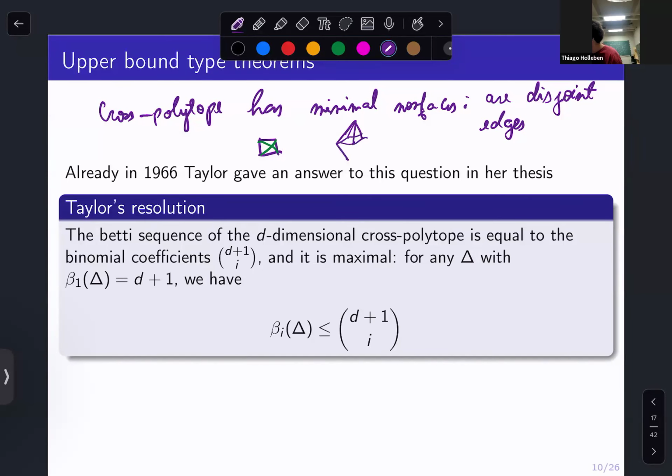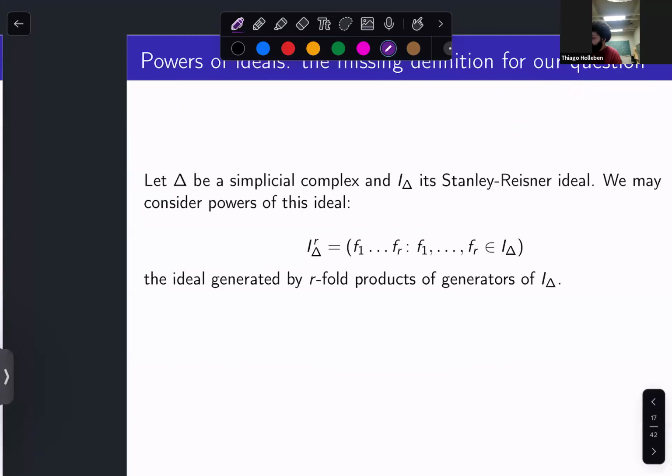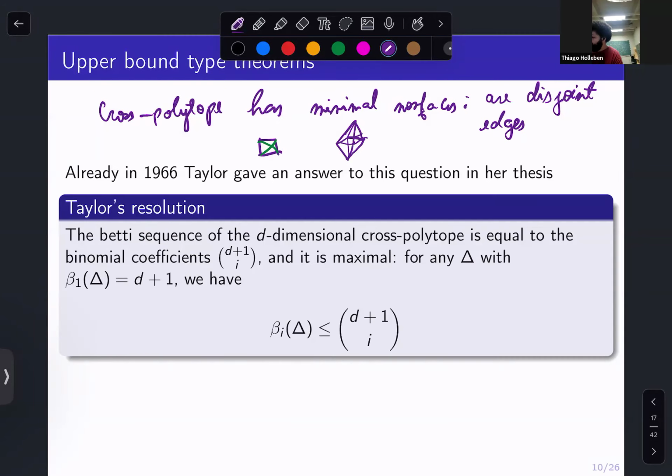Here, the minimal non-faces would be 3 edges, and then there's one version of this for every dimension. And what she proved is that the Betti sequence for the cross polytope are the binomial coefficients, d plus 1 choose i.